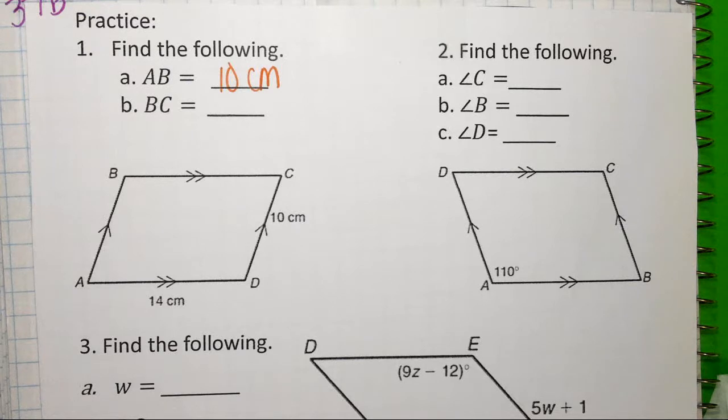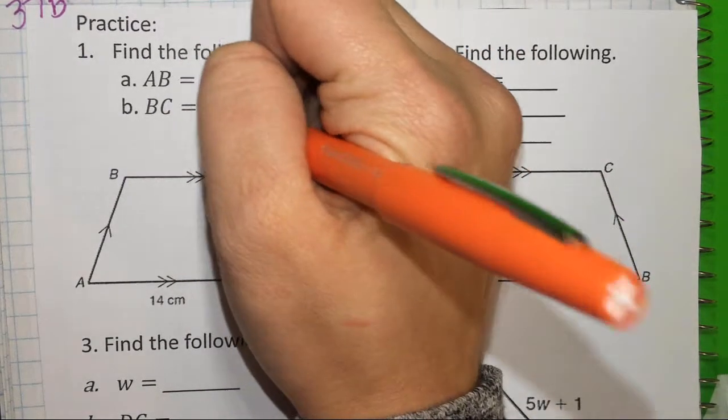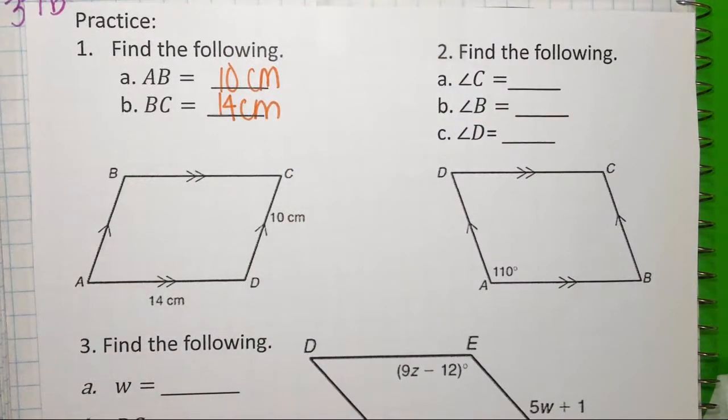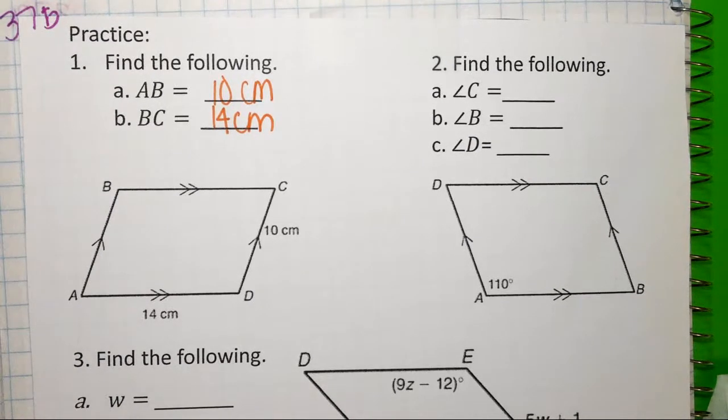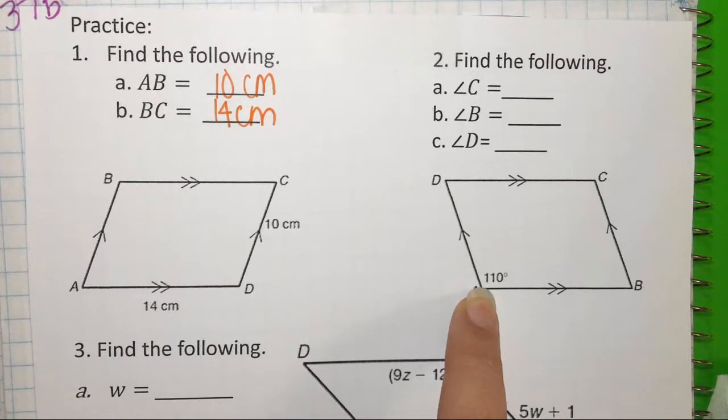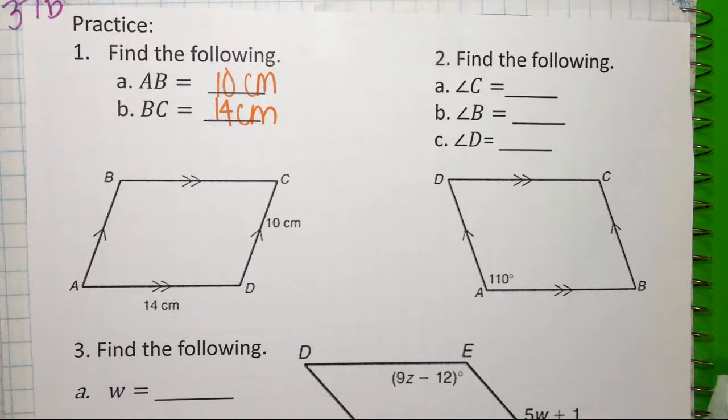Alright, what about BC? What's going to be the length of BC? 14. Good. Do you think you could do number 2 without me? Yes, you can. Do number 2 without me. Do we know for sure this is a parallelogram? Yes. How do we know? Opposite sides are parallel. Good.